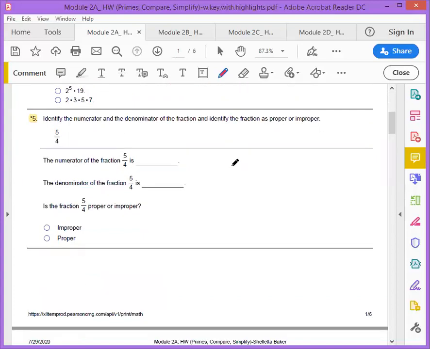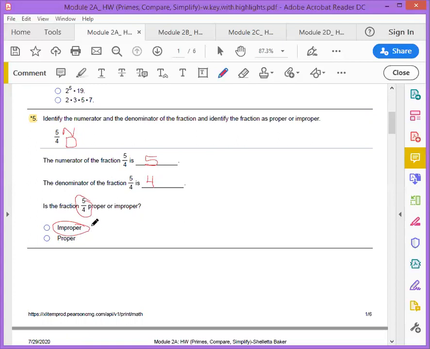Now let's look at number 5. Identify the numerator and denominator. The numerator of a fraction is your top number. I'm going to put n next to 5. The numerator is going to be 5. The denominator is the bottom number of a fraction, and in our case, 4 is the bottom number. That's our denominator. Is this fraction proper or improper? This fraction is improper. The reason why it's improper is because the numerator is larger than the denominator.